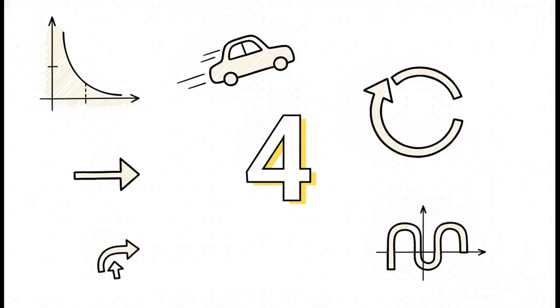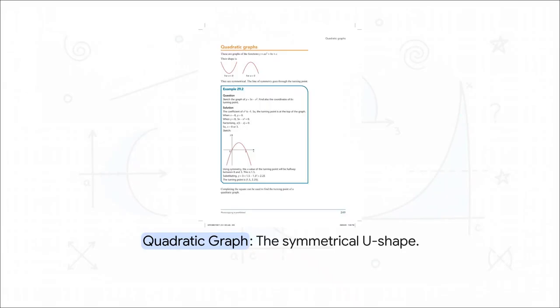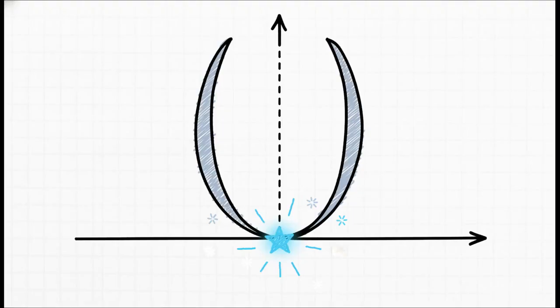Moving up the complexity ladder to number 4, we've got the absolute classic, the U-turn. Quadratic graphs form this beautifully symmetrical U-shape. They'll open upwards or downwards depending on your equation. To score full marks here, find that turning point. Usually, you'll use the completed square form to get it.